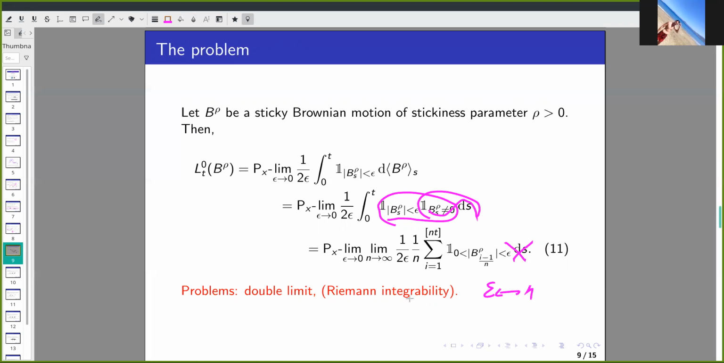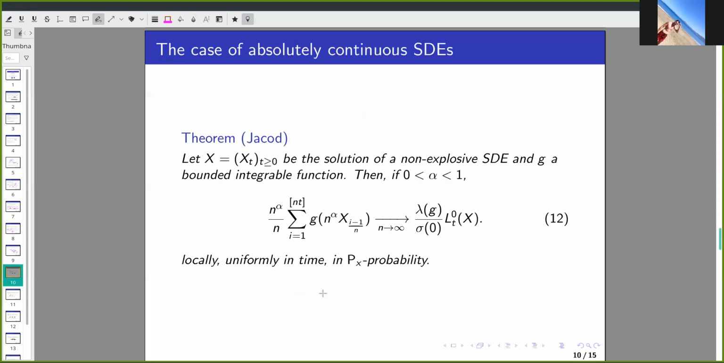The first question, about Riemann integrability, we can answer. It is Riemann integrable, in fact. I won't prove it, but it is, believe me. Actually, we also proved something stronger, but I'm going to go back to this later. The double limit question is our result, actually. In the case of non-sticky SDEs, Jacod proved a theorem that tells us what happens.